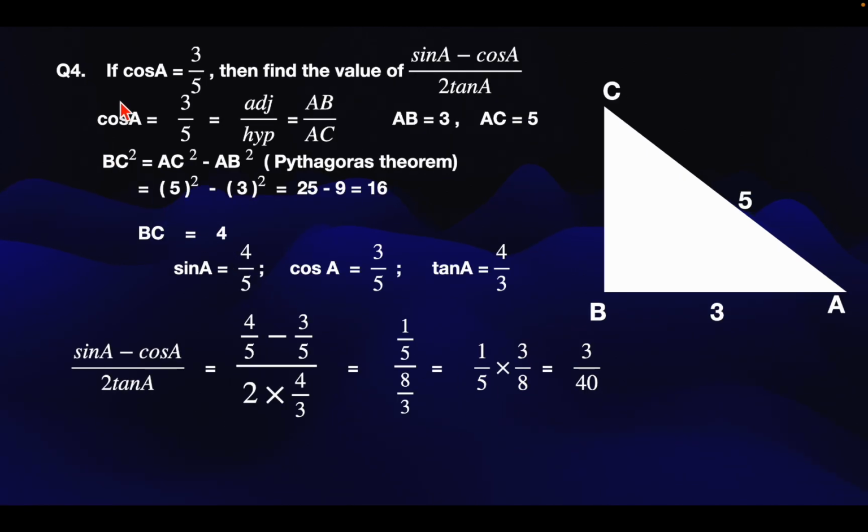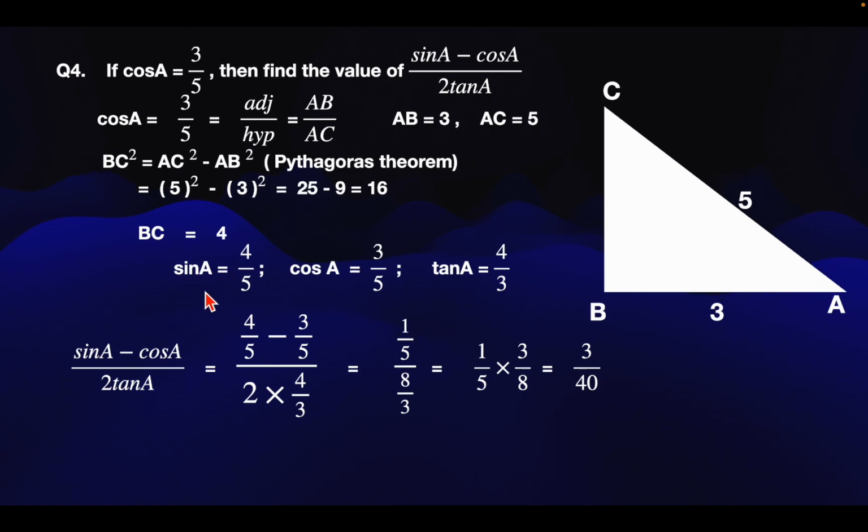Question 4. If cos A is equal to 3 upon 5, then find the value of sin A minus cos A upon 2 tan A. Same way, cos A is 3 upon 5, that is equal to adjacent upon hypotenuse. So if you take this angle as A, what is adjacent to A? This side will be 3. Hypotenuse is here, 5. Now by Pythagoras theorem, find out the opposite side of A, that is BC. 5 square minus 3 square is BC square. BC is 4.